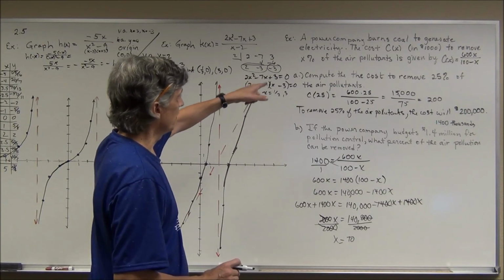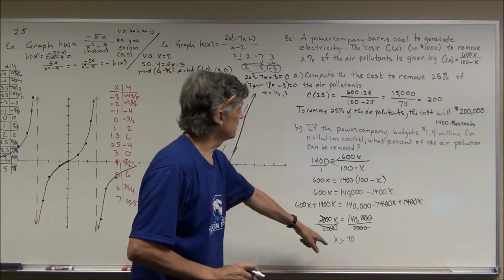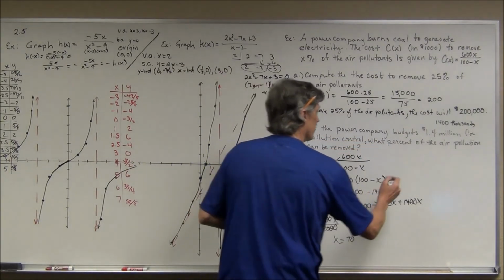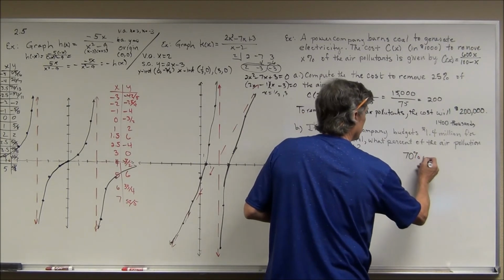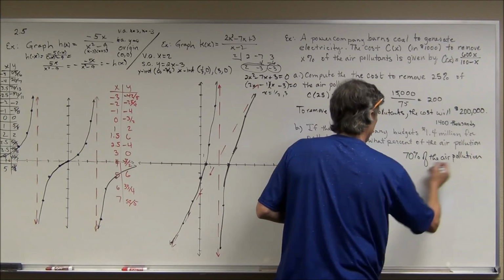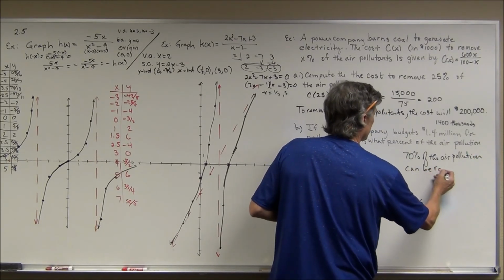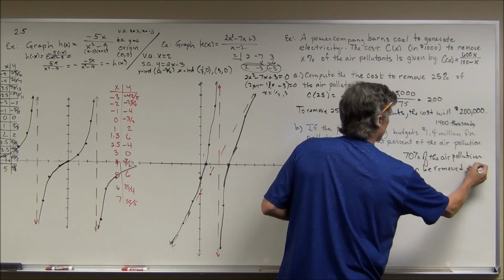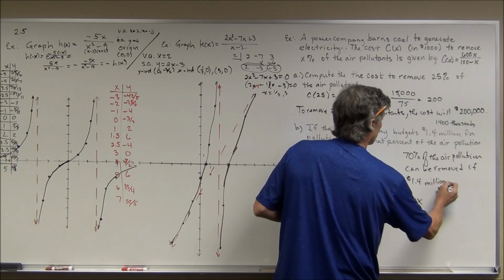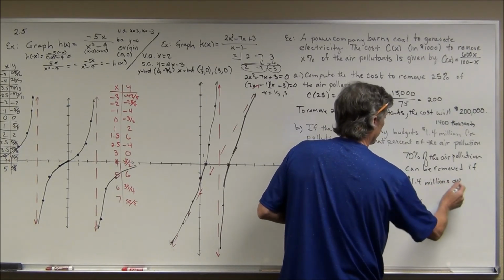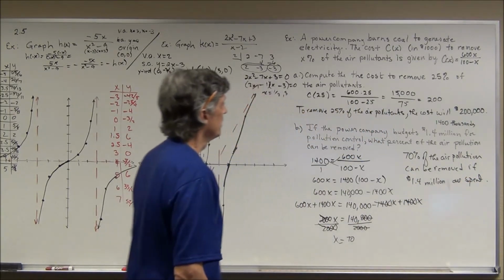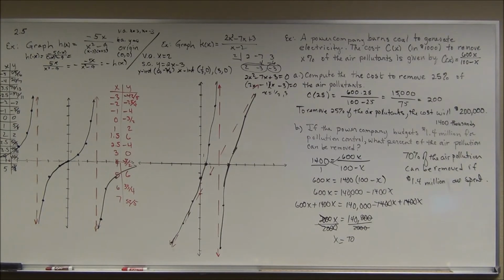Now what's X? X is the percent of the air pollutants removed. X is 70. We're looking at 70%. What percent of the air pollution can be removed? 70% of the air pollution can be removed if $1.4 million are spent. And that's the answer to that problem, and that is the end of this section.